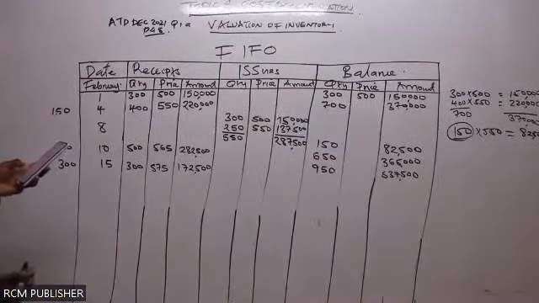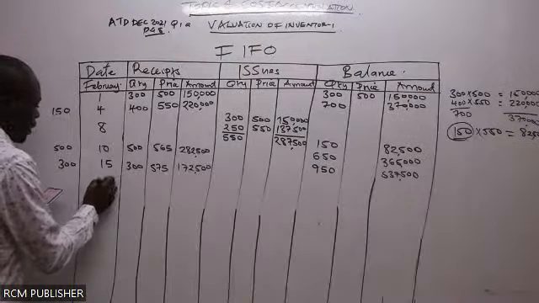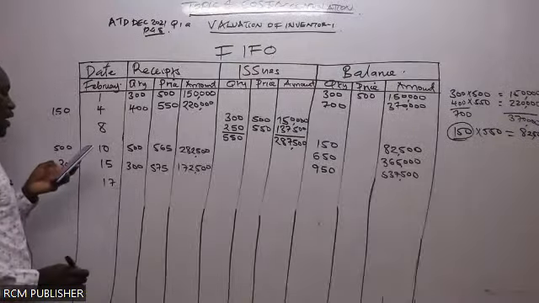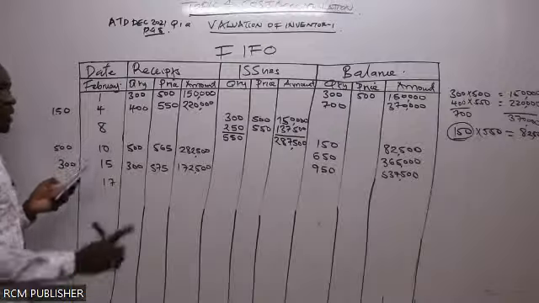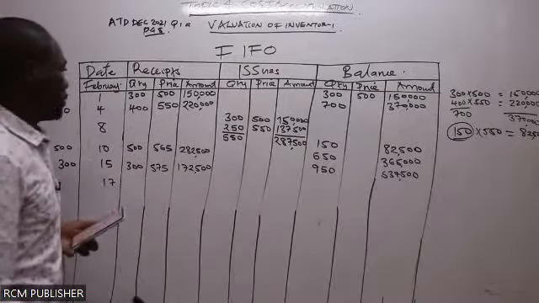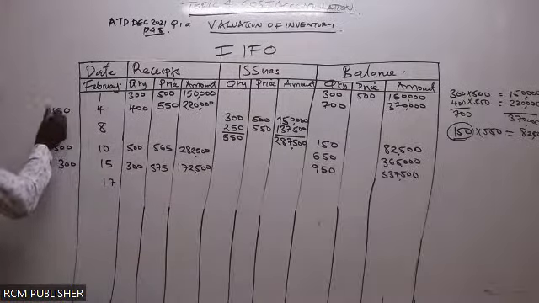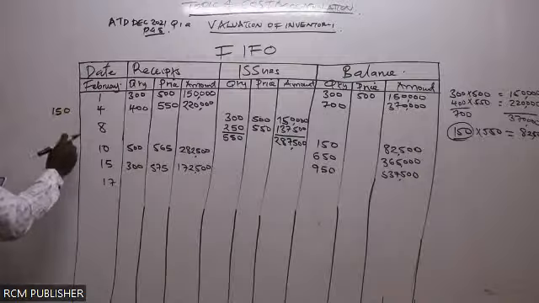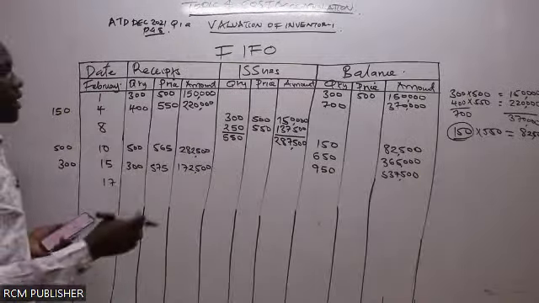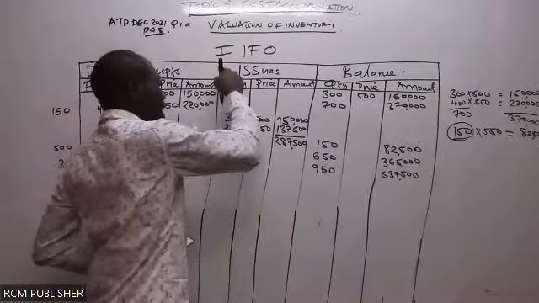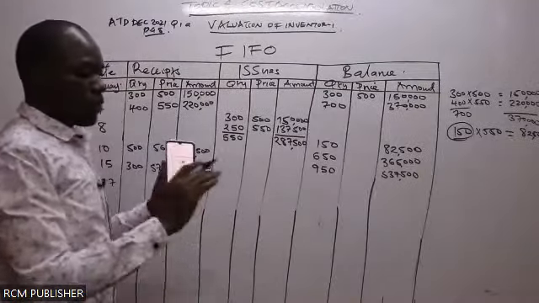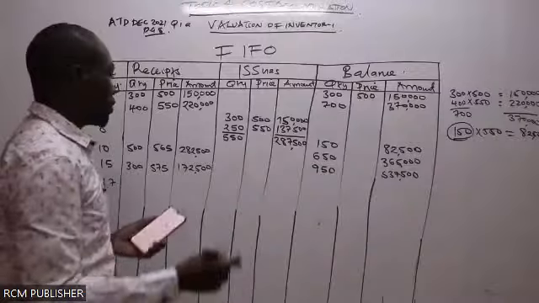Now, next date, from 15th, we are moving to 17th. What's happening on 17th? They are issuing goods. How many units? 850. Now, that person who is doing this, you do not even need to start tracing these things back. You know very well you need 850 units. That is what you want to issue.